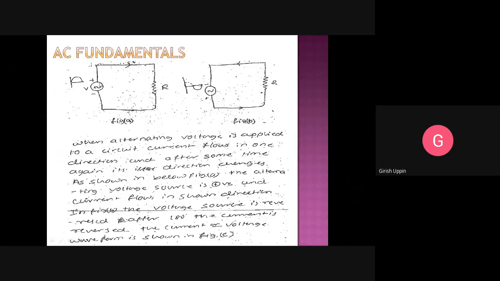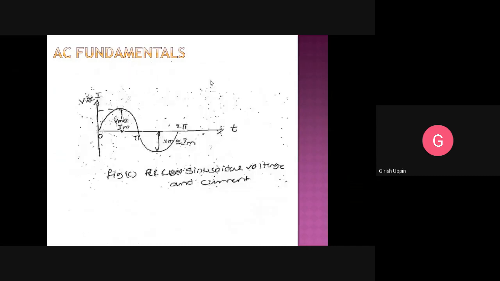Earlier the current was flowing like this, now the current will flow in the opposite direction for the next half cycle. Again in the third half cycle, the current will flow like this, and in the fourth, like this. So as the voltage changes its direction, the current will also keep on changing its direction every half cycle. This is a complete full cycle, and this is a half cycle. This half cycle is a positive half cycle, and this is a negative half cycle. Both are exactly the same.